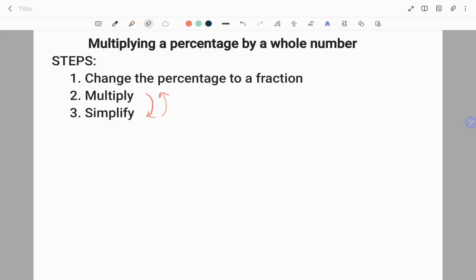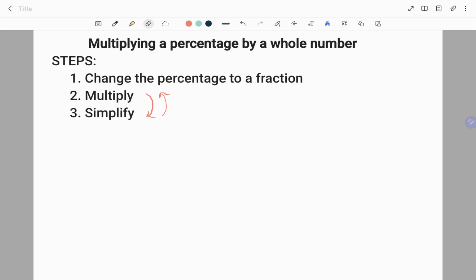Today we are going to learn how to multiply a percentage by a whole number. The steps to take are: 1. You change the percentage to a fraction. 2. You multiply out your fraction and then you simplify. Sometimes it's easier to simplify first before you multiply out the fraction.